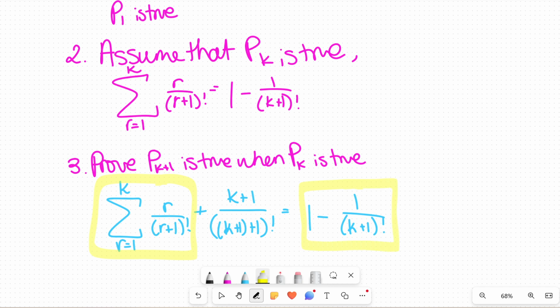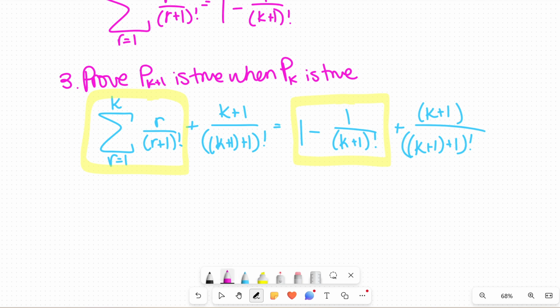Now, you know from Algebra 1, if you add something to one side of the equation, you better add it to the other. So I'm going to add K plus 1 over K plus 1 factorial to the other side. This is allowing me to keep my equation balanced. If I add something to one side, I need to add the exact same thing to the other side. Now, if I were to combine this, I could say that this is equal to K plus 1 over K plus 1 factorial.